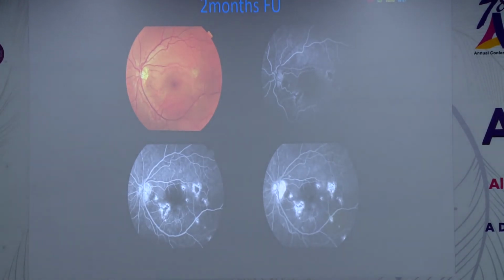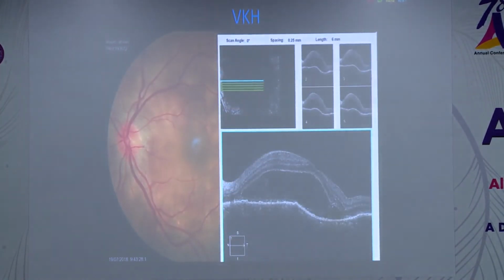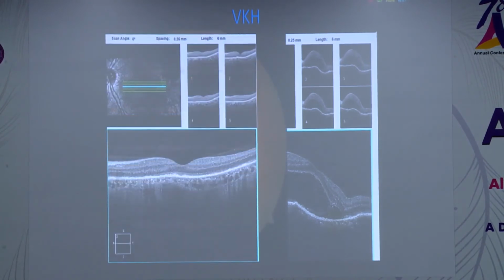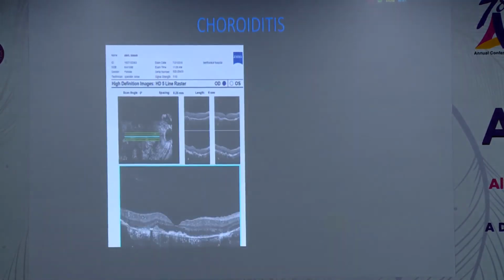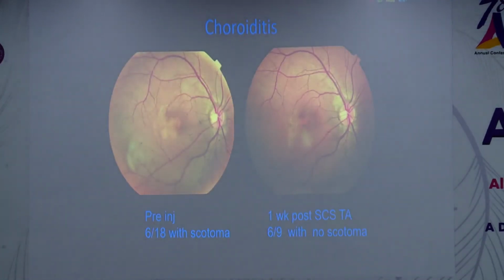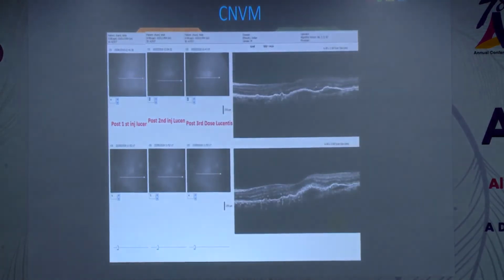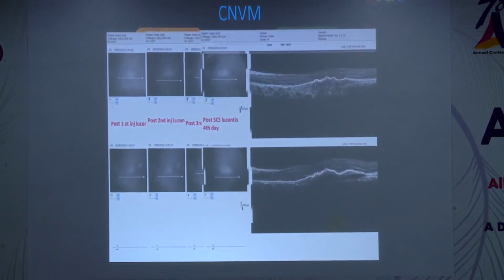And this is at 2 months of follow-up where the FFA is showing the scarring pattern, basically indicating the lesions are fully healed. The case of VKH. So these are some of the cases which were done. And this is also a case of CNVM which we have injected. This is a case of CNVM which kept on recurring, and it disappeared totally on suprachoroidal injection.